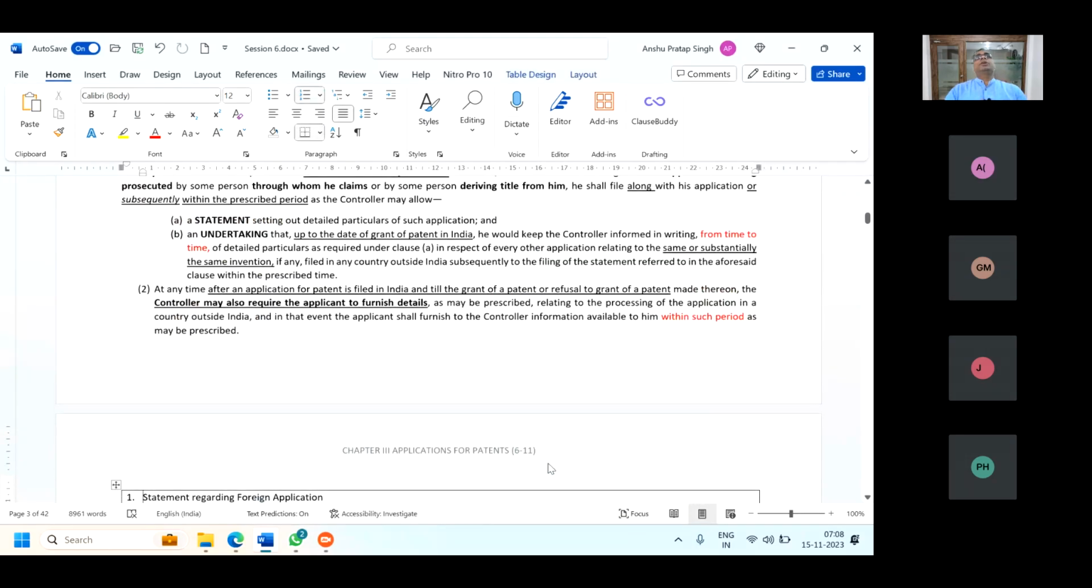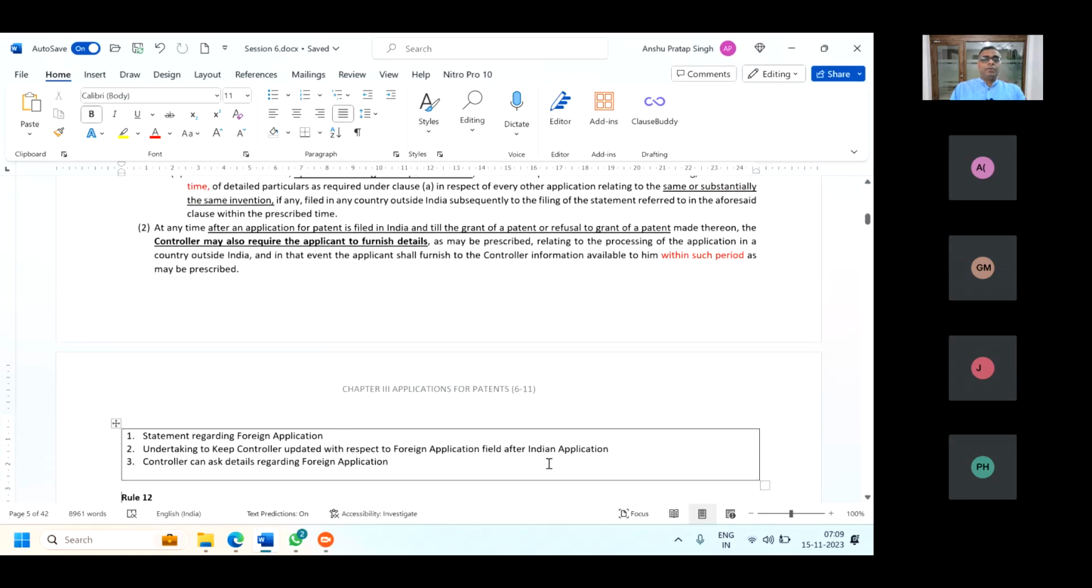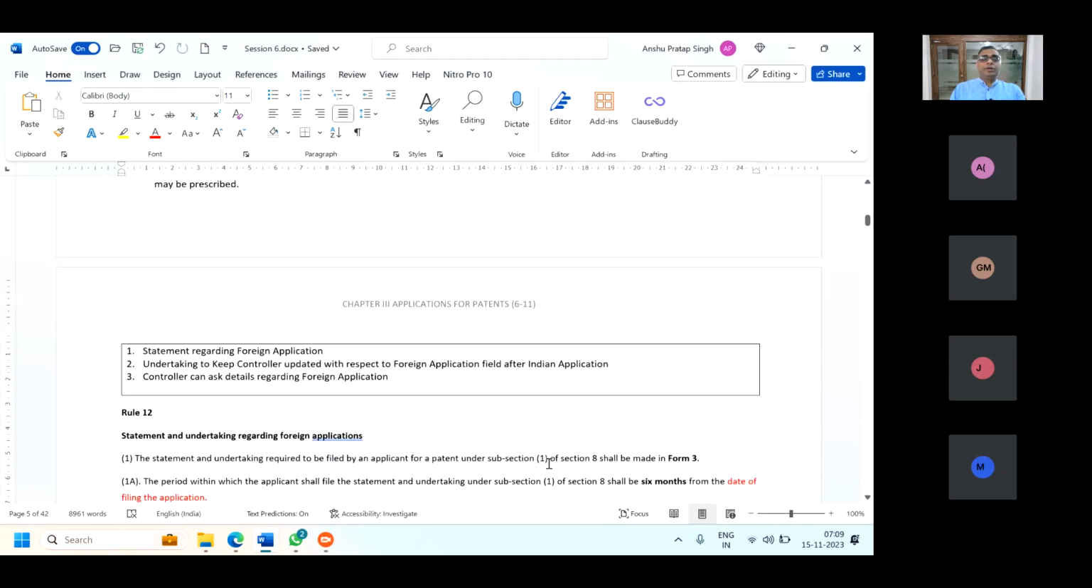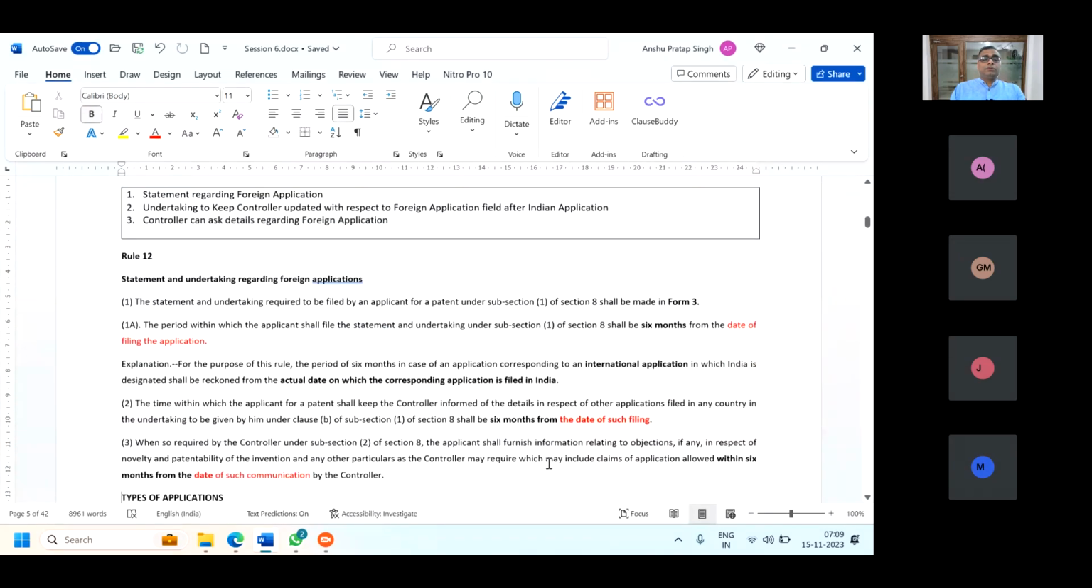Section 8 statement or declaration has to be filed. This is with respect to foreign filing, and the undertaking is that I will keep the controller updated with respect to whatever updates there are regarding foreign filing, if I file an application later on. This is all.